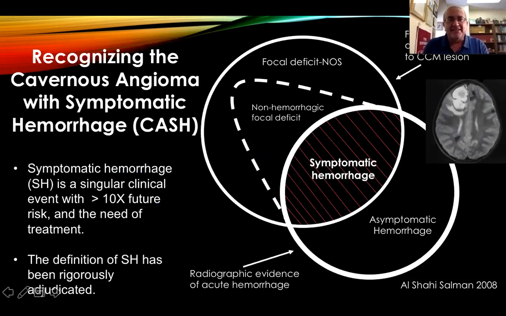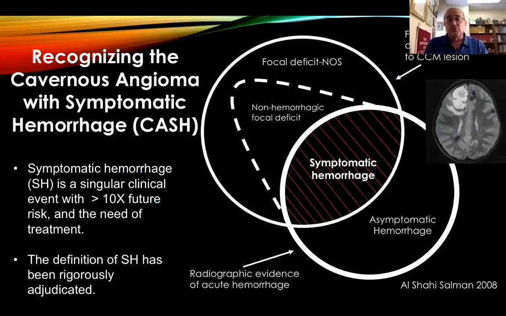They may have a little bleed in the lesion, but when the lesion bleeds and causes symptoms, so both a new bleed and symptoms, that makes all the difference in the world in what's happened the next year or two. So a lesion that has had a symptomatic hemorrhage is 10 times more likely to have a symptomatic hemorrhage in the next couple of years.